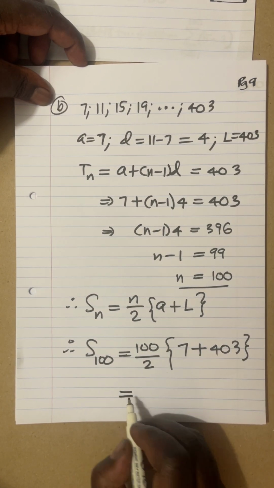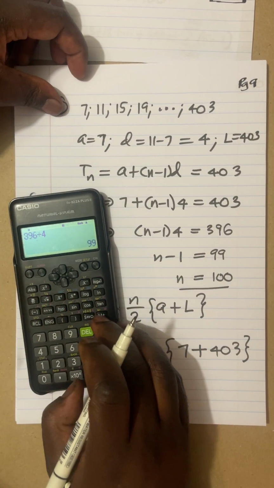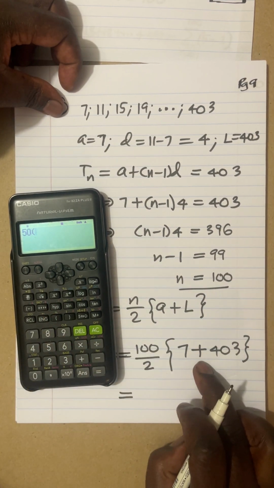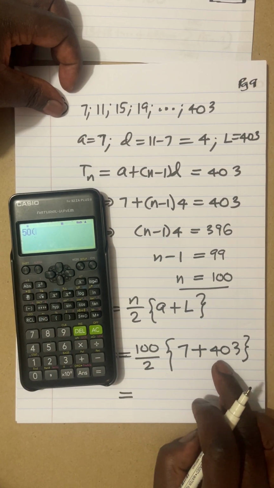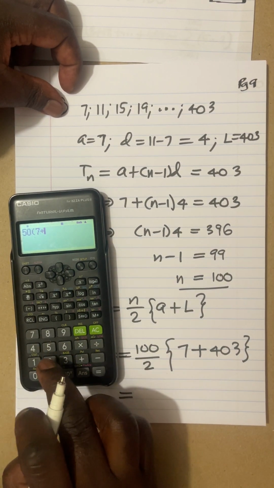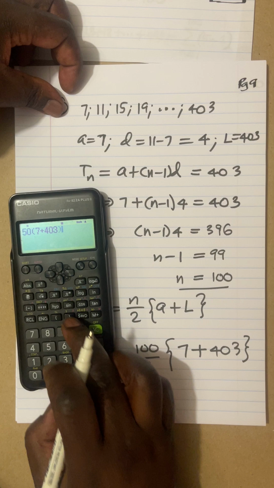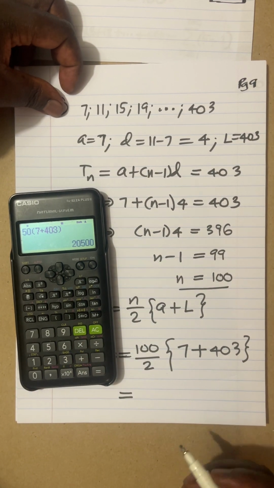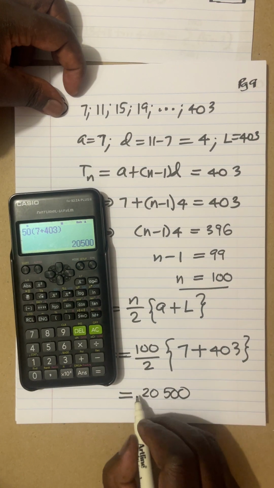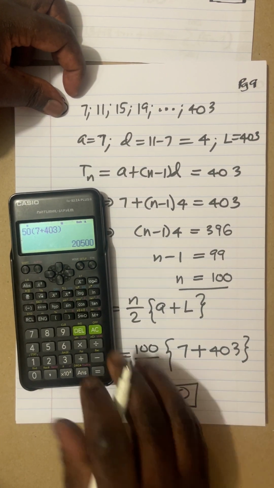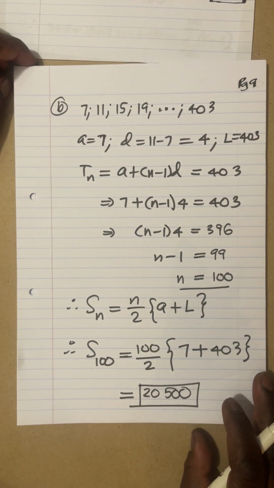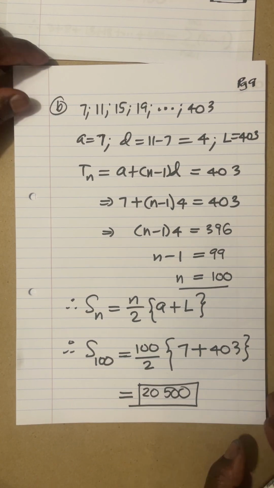What does it say on the calculator? Well, this is 50 times, and that will be... this is actually 410, but let me just be careful here. 403 and close brackets. The answer is 20,500. This means adding up all these numbers from 7 up to 403, following of course the fact that this is an arithmetic sequence. This is what we get.